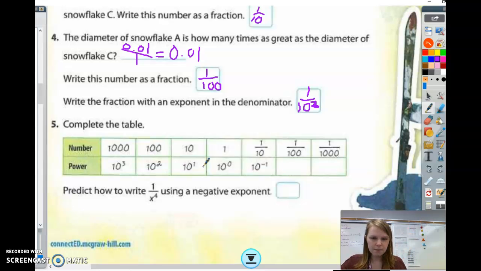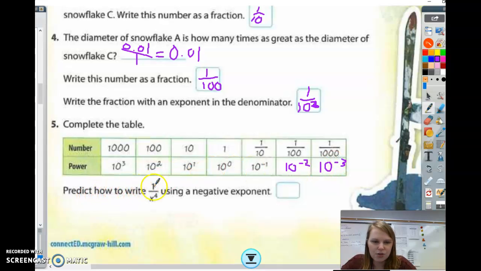Okay, so 1 could be written as 10 to the 0 power. 1/10 would be 10 to the negative 1st. 1/100th, what do you think would go here? I think if we continue this trend, couldn't we say 10 to the negative 2nd? So this one would probably be 10 to the negative 3rd.